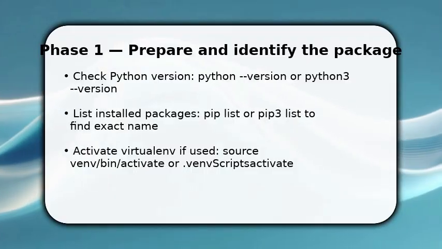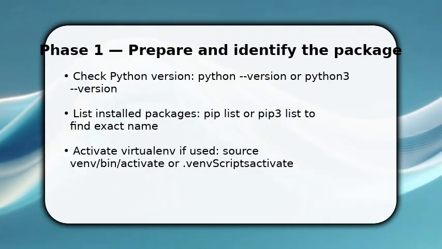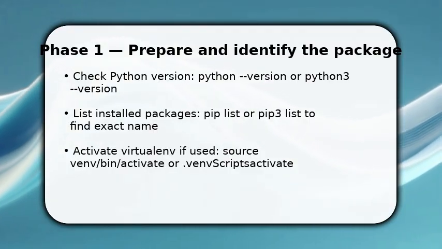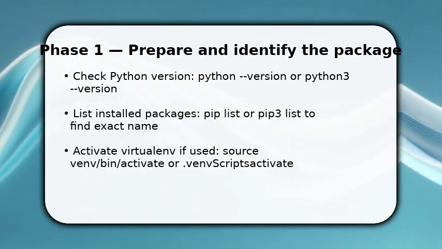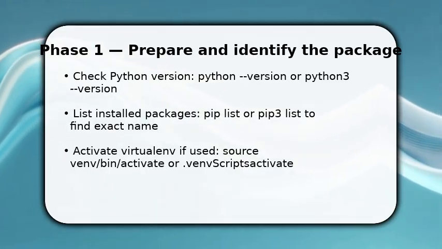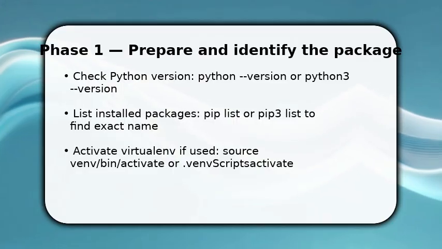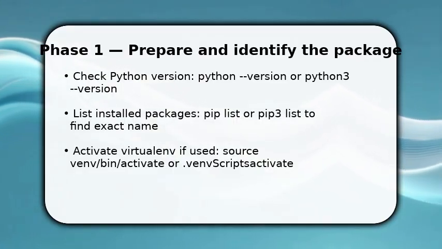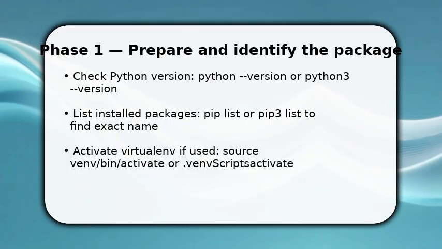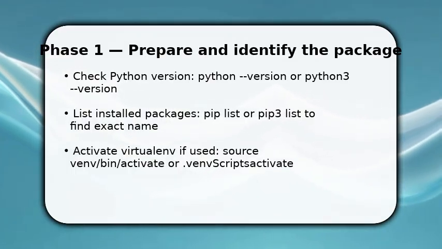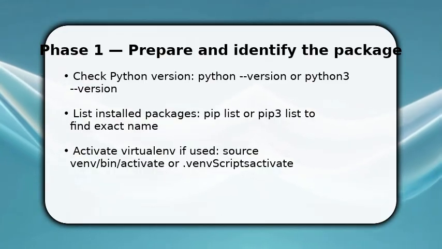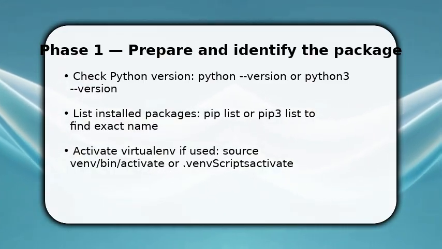You start by confirming the Python environment and the package name. Run python --version, then pip list to spot the exact package string. Capitalization must match. If you use a virtual environment, activate it now so you remove the package from the right site packages. Once done, make sure pip points to the Python you expect. pip --version shows the interpreter path, and that avoids uninstalling from the system Python by mistake.